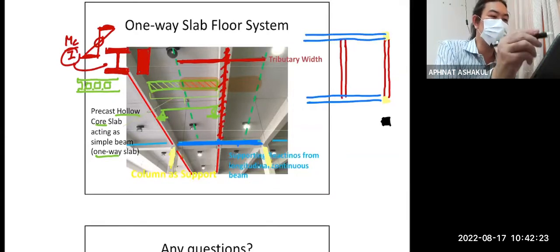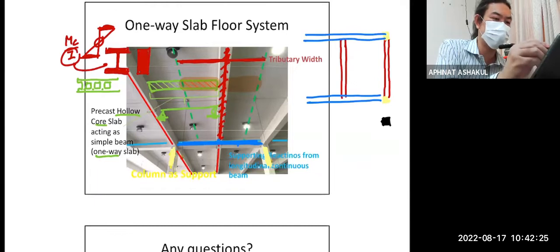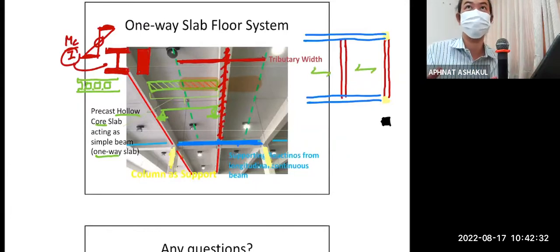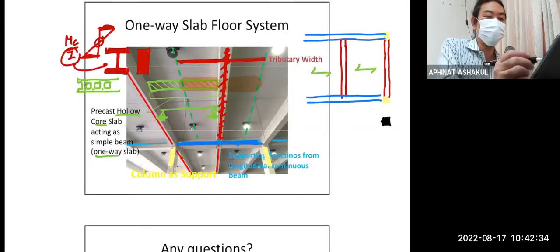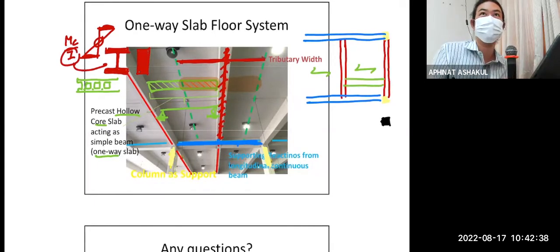Now, the symbol of the floor that you will see is going to be something like this, indicating its direction. Because you are going to place the floor like this. So we use a symbol like that. But this is a symbol of the one-way slab. Okay, and there are generally two kinds of one-way slab that I can think of. The first is associated with the fabricated one.